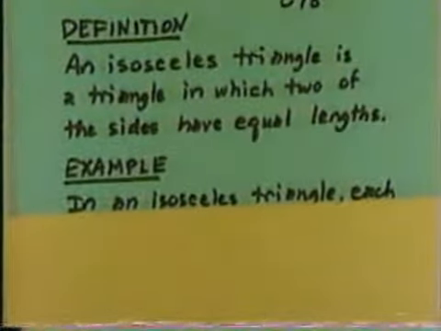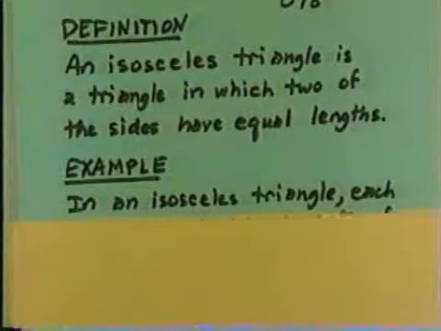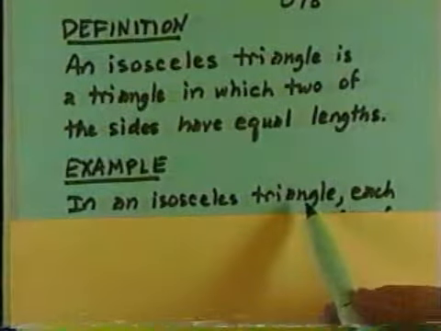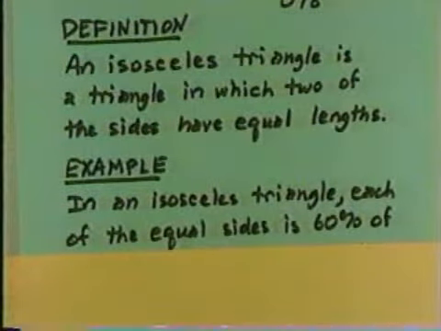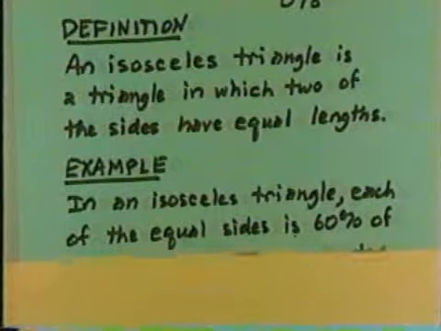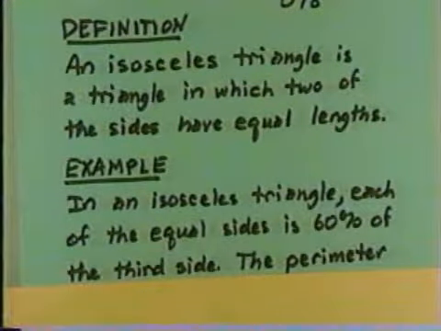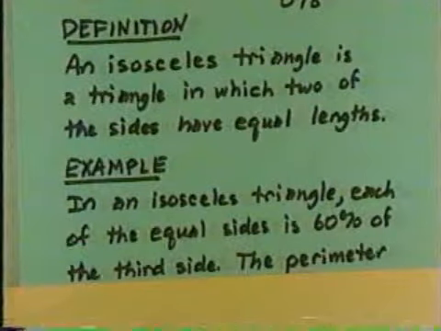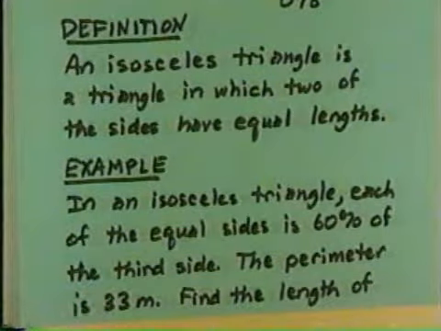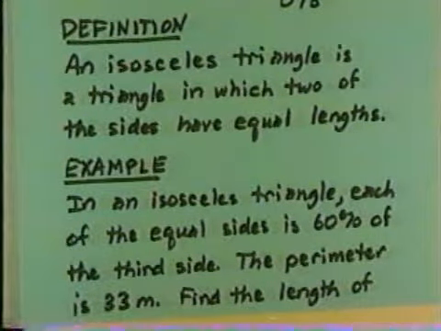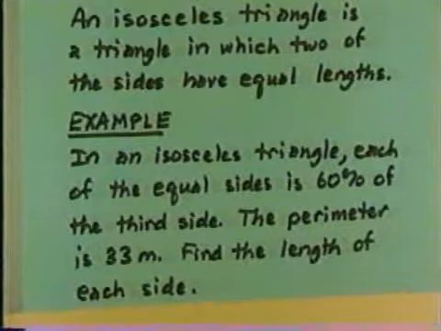Our next example says, in an isosceles triangle, well, of course this means the triangle we'll be working with has two sides with equal lengths. Each of the equal sides is 60% of the third side. The perimeter is 33 meters. Find the length of each side.